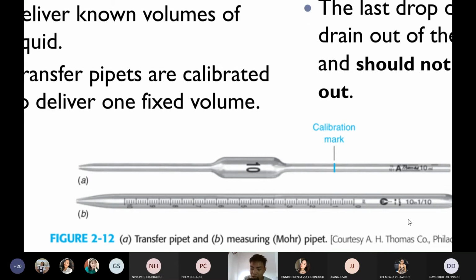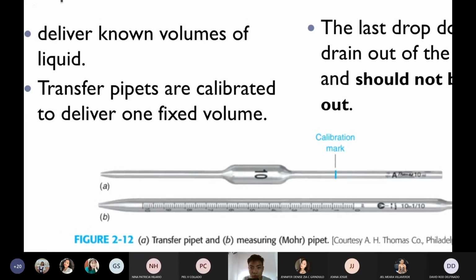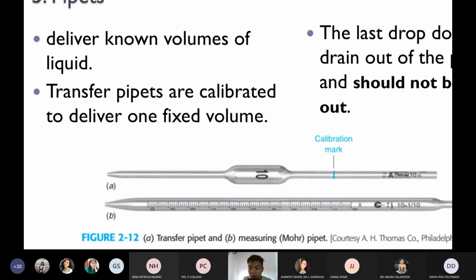Compare that to a Mohr pipette or measuring pipette. It can transfer kung anong volume gusto nyo as long as pasok siya dun sa graduations doon. Usually yung graduations diyan ay 0.1 ang intervals, no. So pwede ka mag-transfer ng 2.1, no, 2.3, no, ml, no. So ganun.